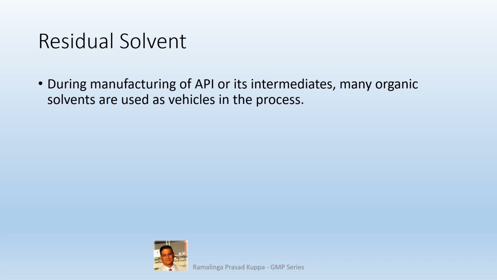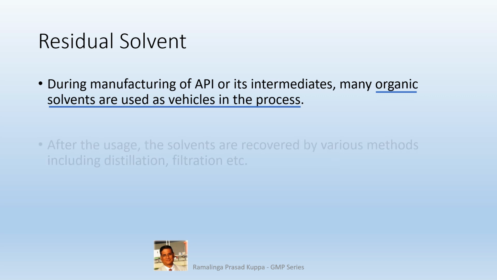During manufacturing of API or its intermediates, many organic solvents are used as vehicles in the process. For carrying out chemical reactions, several solvents are used in the process of API or intermediates. The selection of solvents mostly depends on the temperature at which the reaction takes place. Also, solubilities of reactants play an important role in selection of solvent in the process. Without using solvents, it is not possible to carry out the reactions.